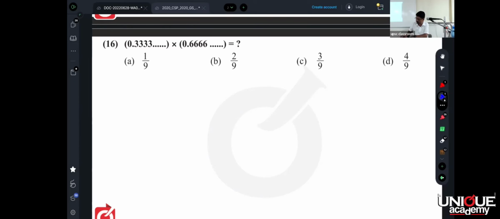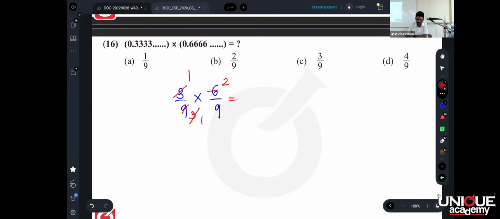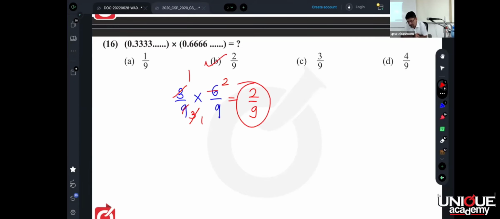Listen, 0.3333 recurring, that is 3 by 9, into 0.6 recurring, that is 6 by 9. So we are here, 3 1s are 3, 3 3s are 9, 3 1s are 3, 3 2s are 6. So what is the calculation? 2 by 9, that is option B. 0.3 recurring, that is 3 by 9, 0.6 recurring, that is 6 by 9. In this way only we have to solve.